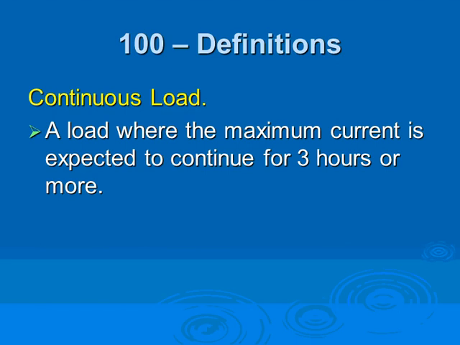Example: a 100 amp circuit breaker tied to a continuous load like this. You cannot pull continuously, 3 hours or more, out of this 100 amp breaker more than 80% of 100, which is what? 80 amps.